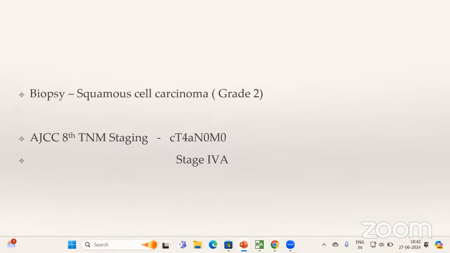Ma'am, biopsy came as squamous cell carcinoma grade 2, and my staging according to AJCC 8 TNM staging is T4a N0 M0. What about your metastatic workup? What did you do? Sir, I have done CT chest only, sir. PNS, neck and chest. Okay.